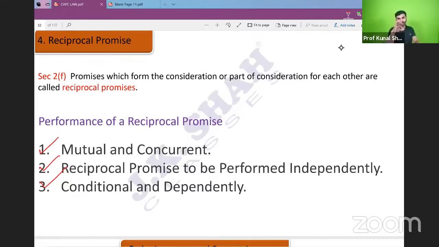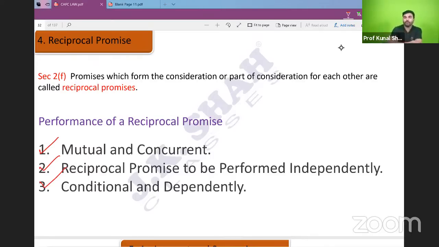Over here, I and Karthik entered into a contract, wherein it is my promise to sell the car and it is Karthik's promise to pay me 10 lakh rupees. We have decided to perform this contract mutually and concurrently. On 10th of January, I will hand you the keys of the car and you hand me 10 lakh rupees. Mutual stands for both. Concurrently stands for simultaneously. So both the parties are going to perform the contract simultaneously.